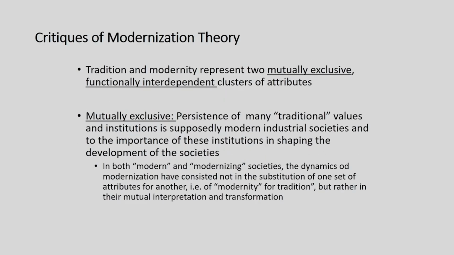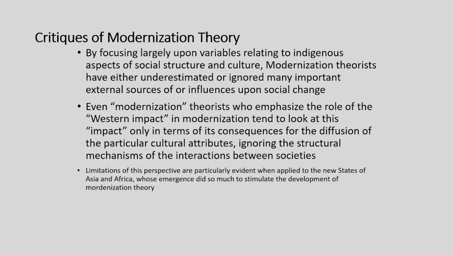I mean, the critique of the dichotomous approaches to modernization theory, as we have discussed. There is a threefold critique that we have discussed: the ideological critique, the empirical critique, and the methodological or meta-theoretical critique. And we have also discussed how, by focusing largely upon variables relating to indigenous aspects of social structure and culture, the proponents of modernization theory have either underestimated or ignored many important external sources of or influences upon social change.